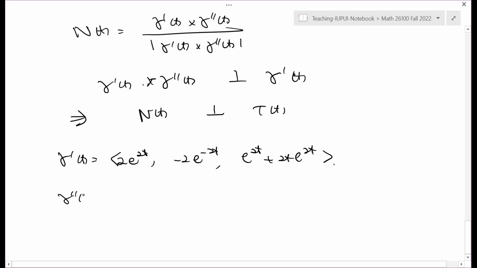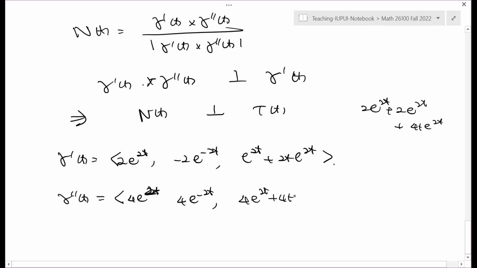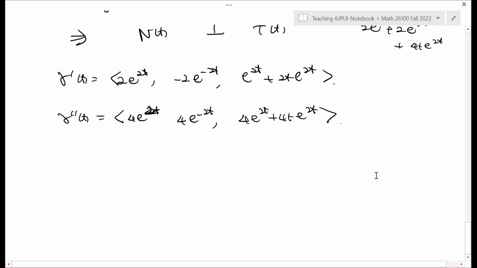So if you continue to differentiate, you will get 4e to the 2t, and this will also be 4e to the negative 2t. And here is a little bit complicated. I needed to do a calculation here: 2e to the 2t plus 2e to the 2t plus 4t e to the 2t, I think, right? Yeah. So 4e to the 2t plus 4t e to the 2t. All right, not too bad.